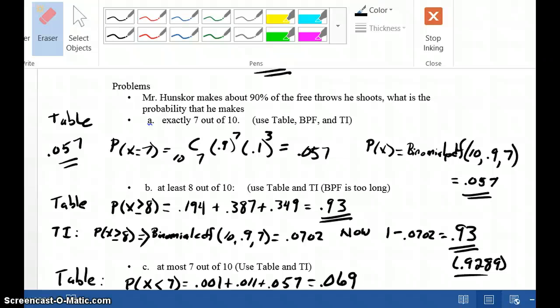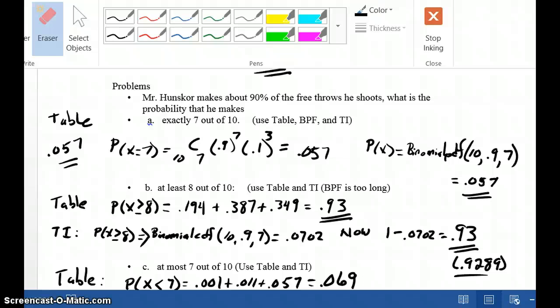Sports are an easy one to use, and I think it makes sense to use these sort of illustrations to help us see clearly what a binomial probability can do. So let's say that I can make 90% of my free throws that I shoot. What's the probability that I can make exactly 7 out of 10?